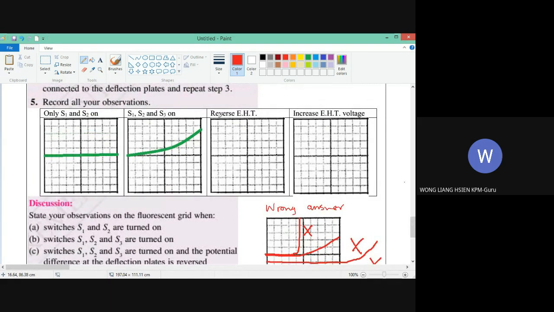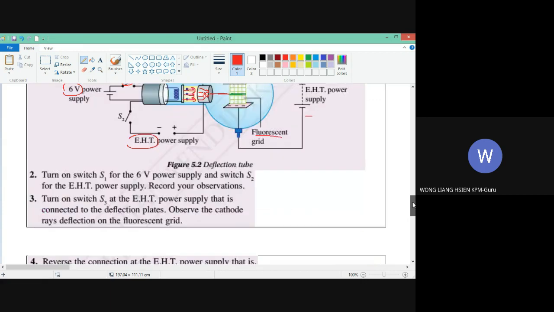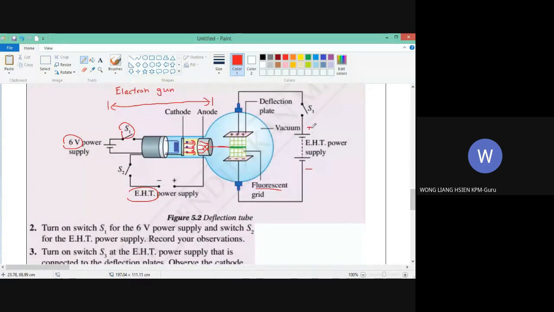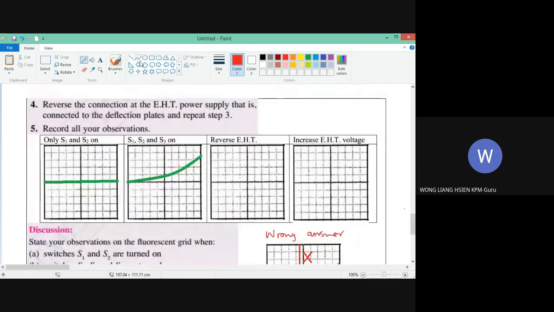Okay, next we reverse the extra high tension power supply. That means the positive and negative, we change direction. When changed, the bottom becomes positively charged and the top becomes negatively charged. So what happens? It will bend downward. So we just draw like this, bending downward.